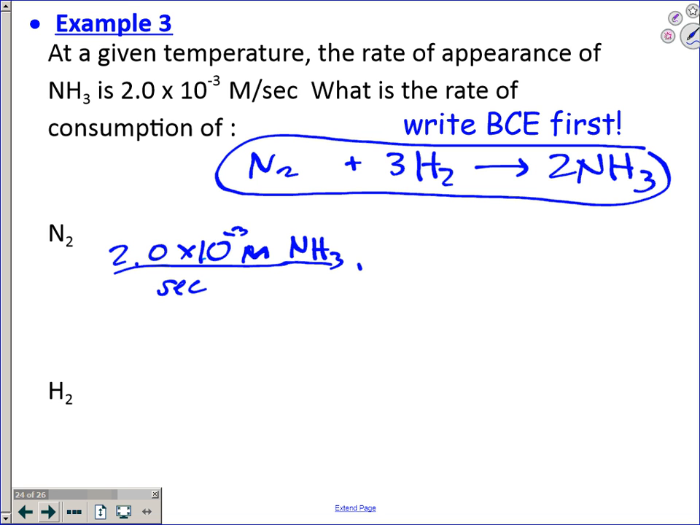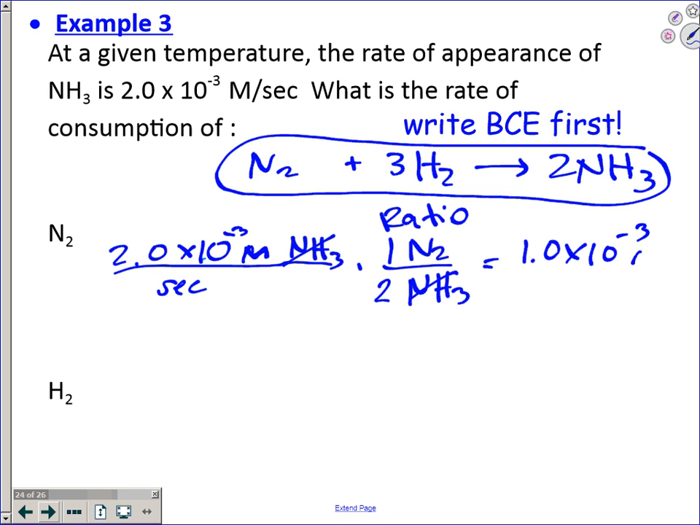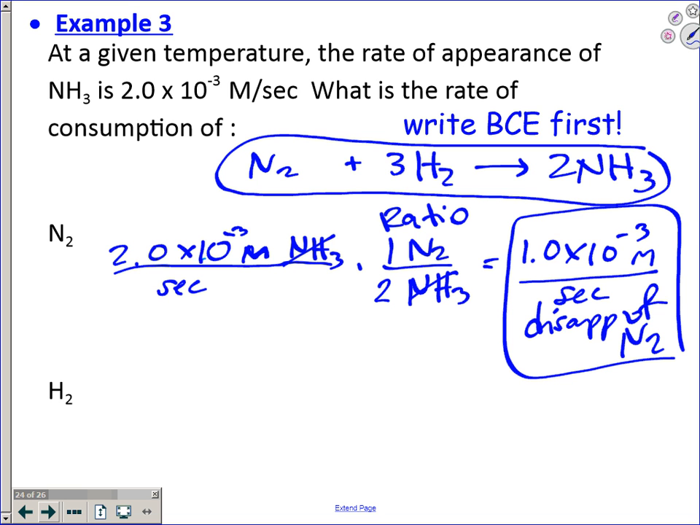So all you're really doing is multiplying by the mole ratio. You're just going to say 1 nitrogen is utilized for every 2 ammonias formed. And I'm not doing mole ratios necessarily because this is molarity and this is seconds. We're just multiplying by the ratio to go from the rate with respect to ammonia to the rate with respect to nitrogen gas. So it should be half, right? So 1.0 times 10 to the negative 3rd molar per second. This is the disappearance of nitrogen. So all we did was modify what we talked about the rate with respect to.